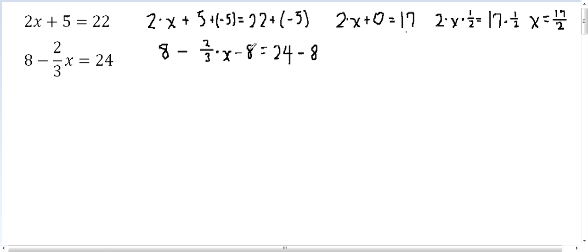Eight minus 8 is 0, and 0 minus 2/3 x is minus 2/3 x. Twenty-four minus 8 is 16. Next, we want to multiply both sides of the equation by the reciprocal of minus 2/3, which is minus 3/2.